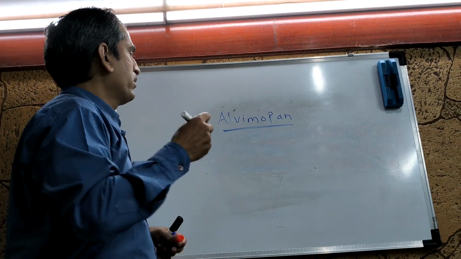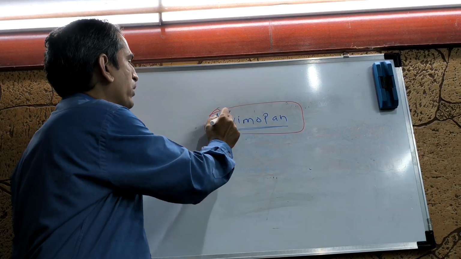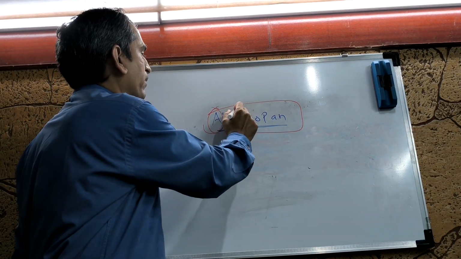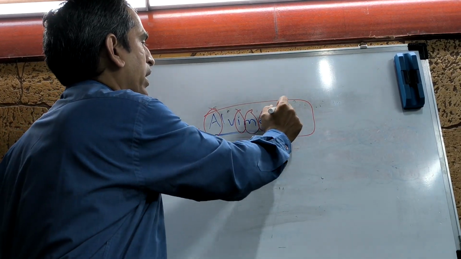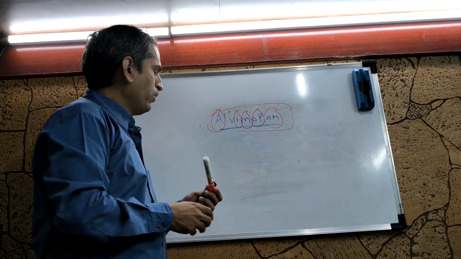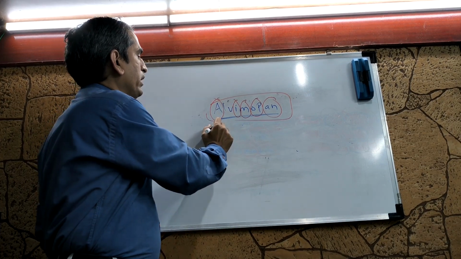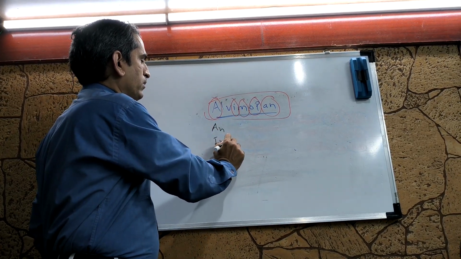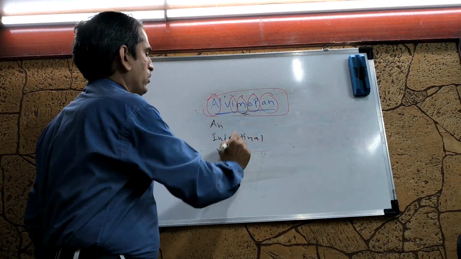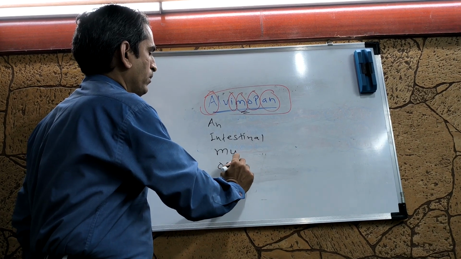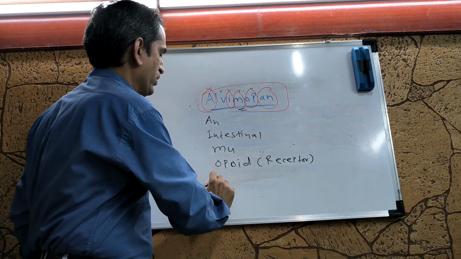So I have to divide the whole word into some alphabets. The first alphabet I am going to divide is A, then the second alphabet is I, the third is M, then OP and then AN. So now to remember the mechanism of action of alvimopan, it's an intestinal mu opioid receptor antagonist.